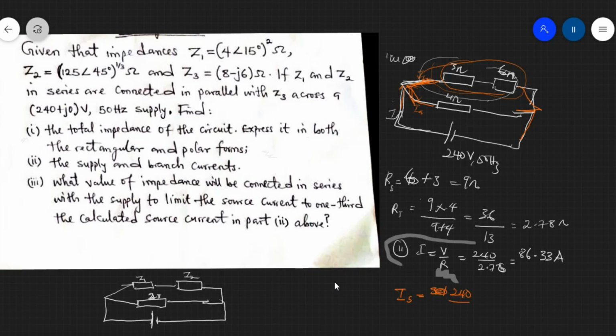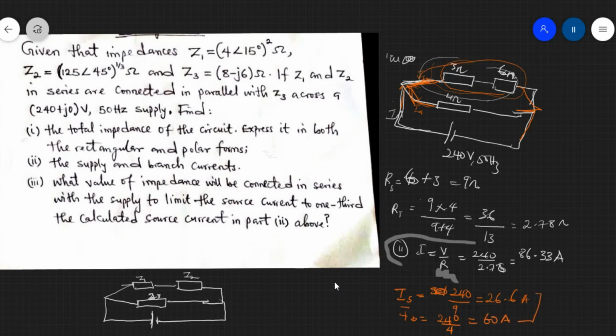Same voltage. So I have 240 over, what's the resistance here? Resistance is 9. So 240 divided by 9 gives me 26.6 ampere. That's what will flow at the top. Now for the bottom part, the current that flows to the bottom is going to be 240 divided by 4, because that's the resistance, and that will be about 60 ampere.